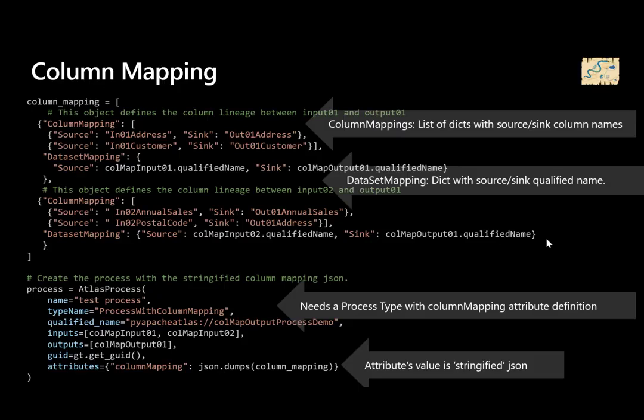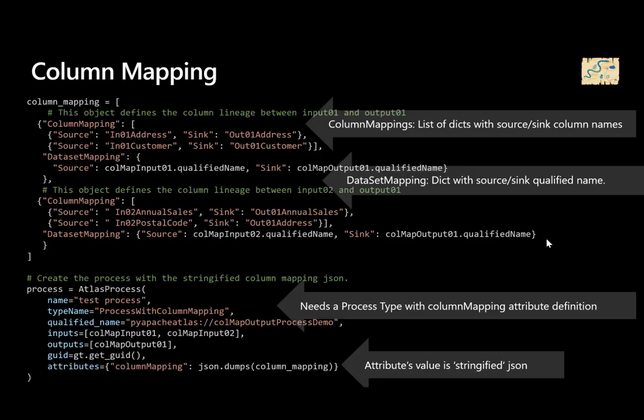So I can actually have something like what we saw, where our input 01 has this idea of an address that maps to our out address, and then our input 02 has this idea of a postal code, and that is also made up in our out 01 address, which is kind of neat. So I can, again, create that lineage for the column levels through this concept here.